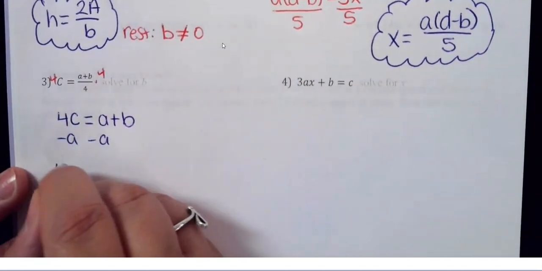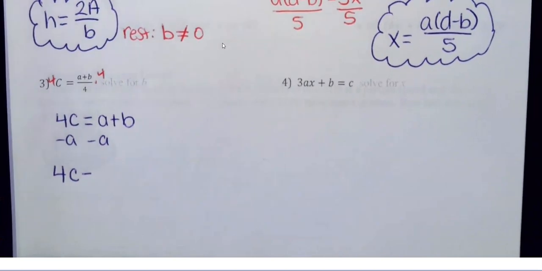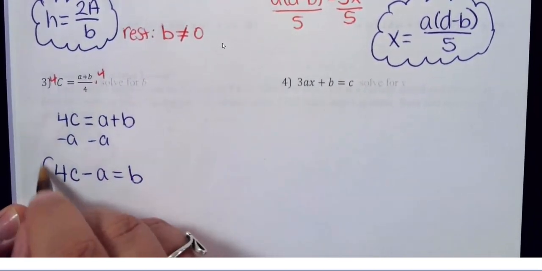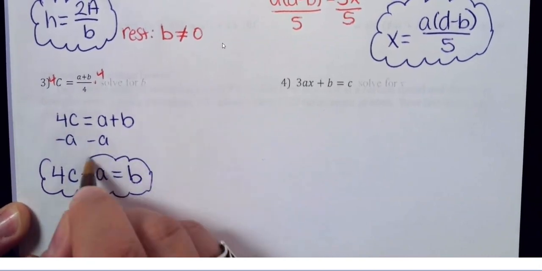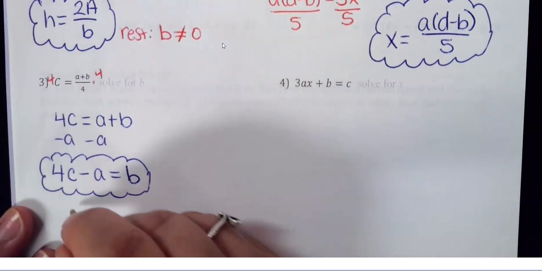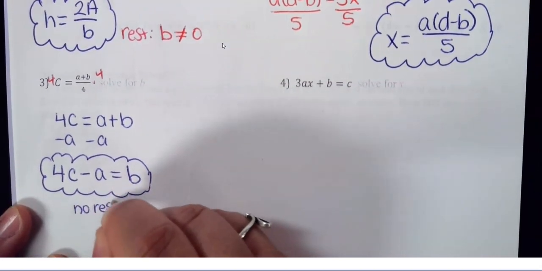Okay, it's just weird because I can't actually subtract it. These are not like terms, so everything just stays separated here. But now I have b by itself. Does this question have a restriction? You don't have a denominator at all, so there's no potential to divide by 0. So this is just your answer, no restriction of any kind on this one.